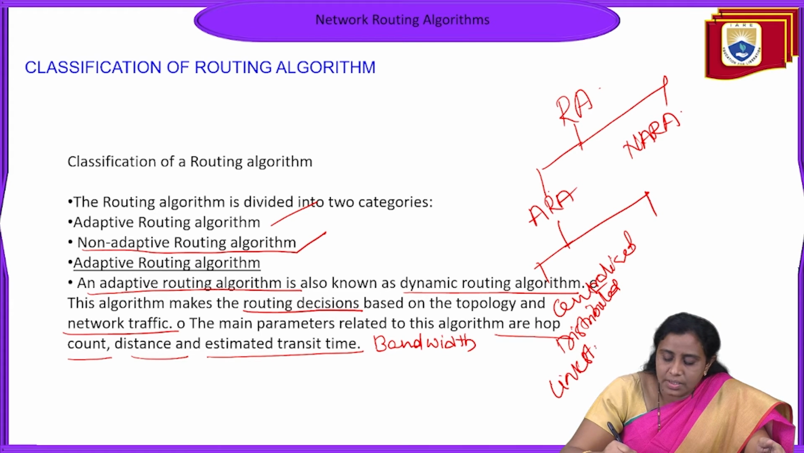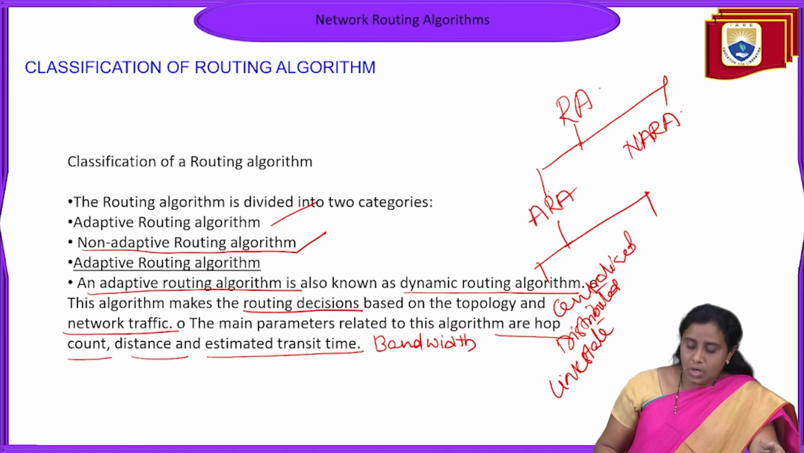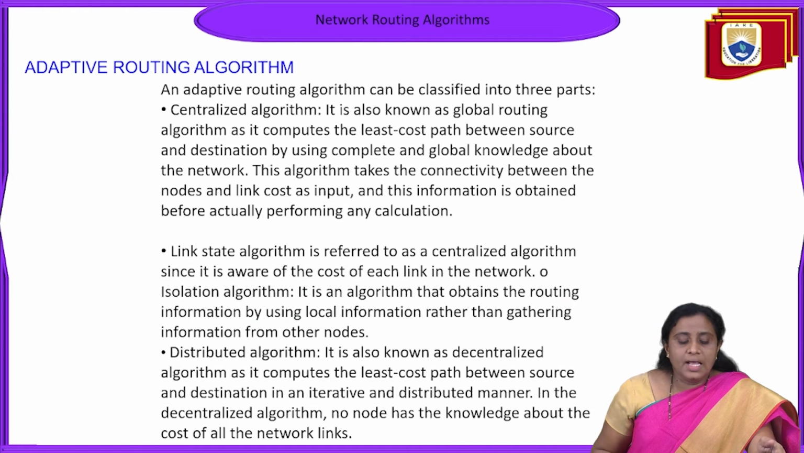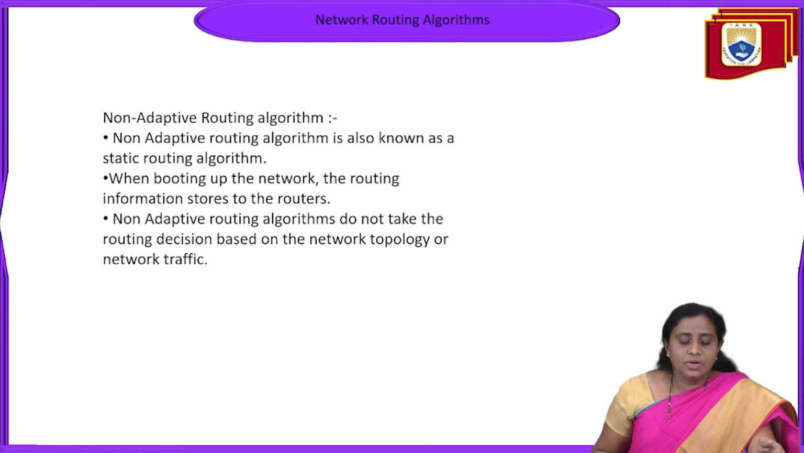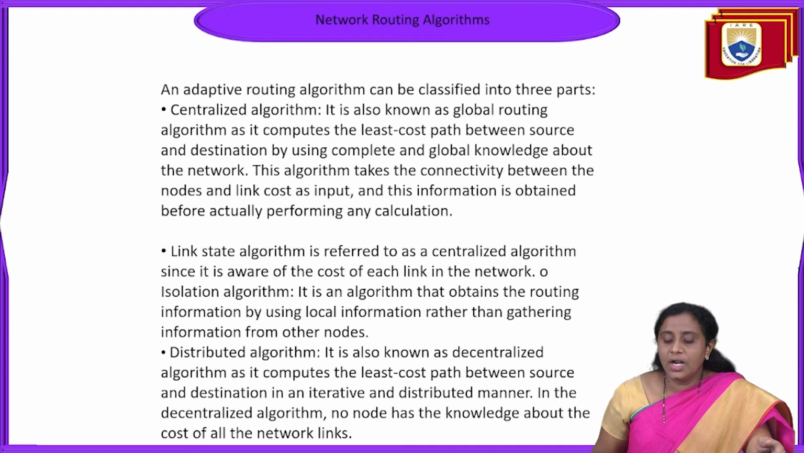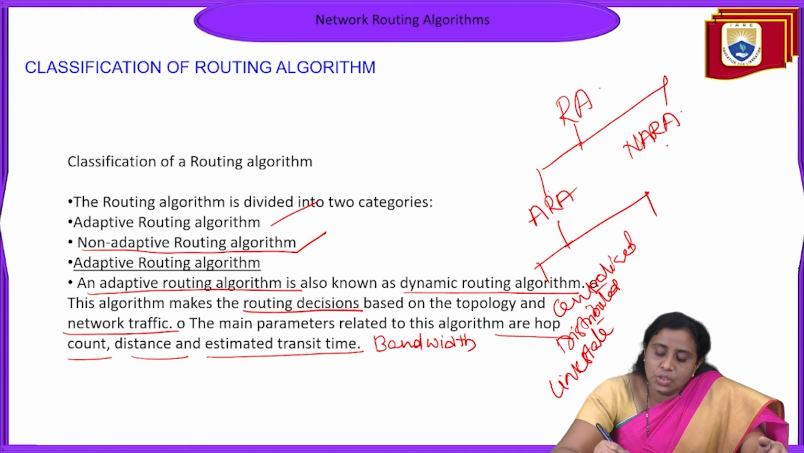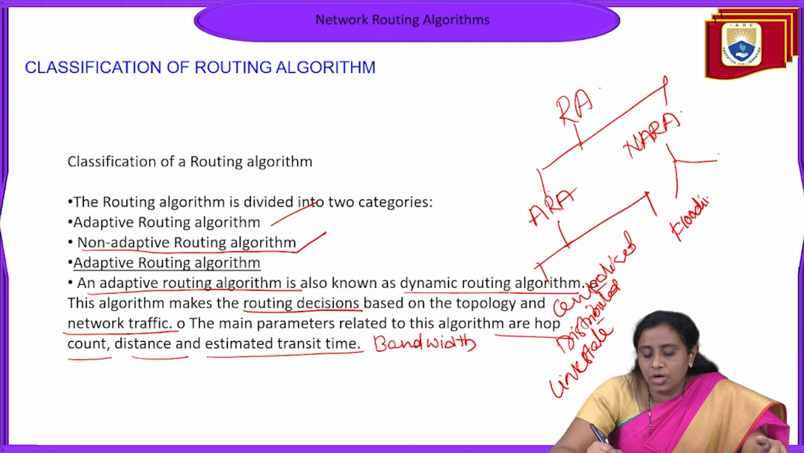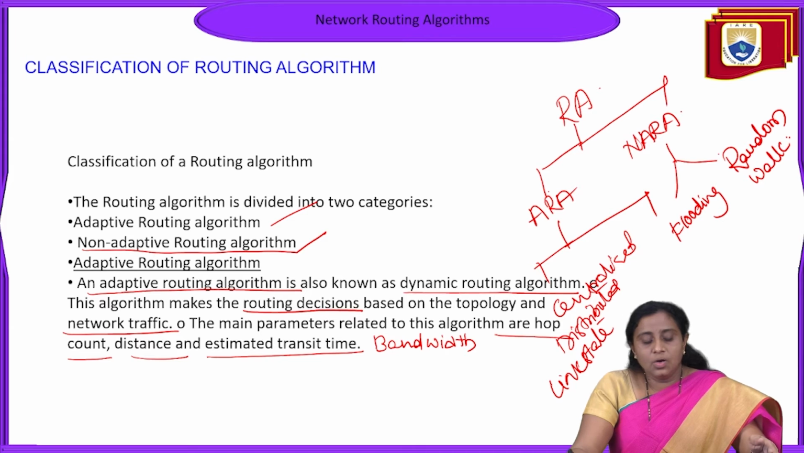Again, under the non-adaptive routing algorithm, it will be classified into two types. What are those two types? Flooding and random walks. The non-adaptive routing algorithm can be classified into two types: flooding and random walk. So these are the total classification of the routing algorithms.